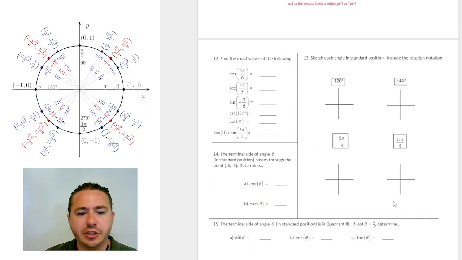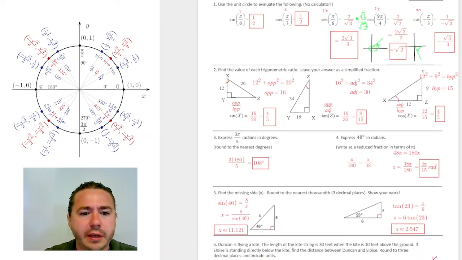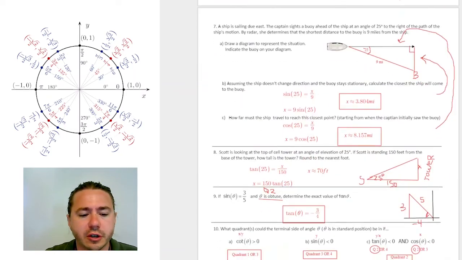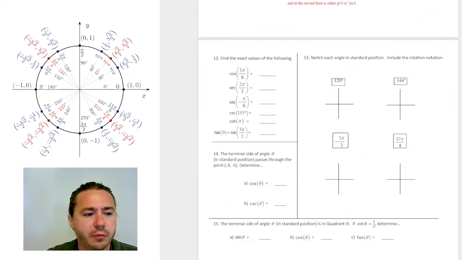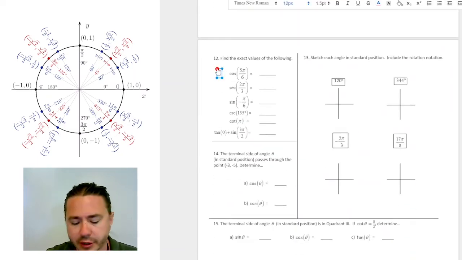All right, last page here. We're going to practice with some more angles. Number 12 is a little bit more practice like we had in the very beginning, where we're using the unit circle to determine these values. I'll run through these pretty quick because they don't really take a whole lot of thought.